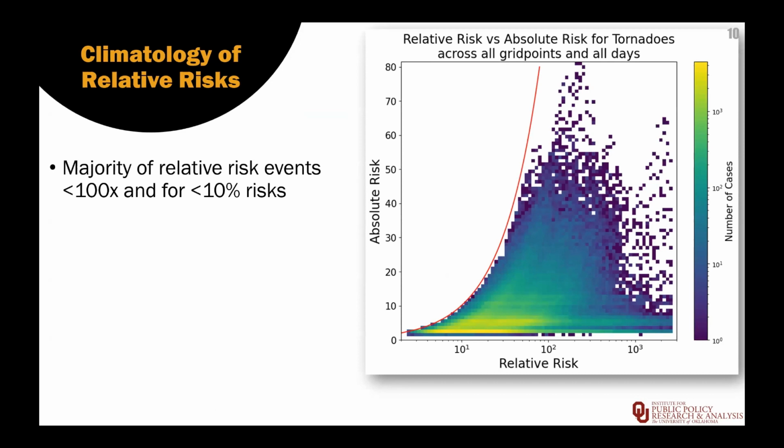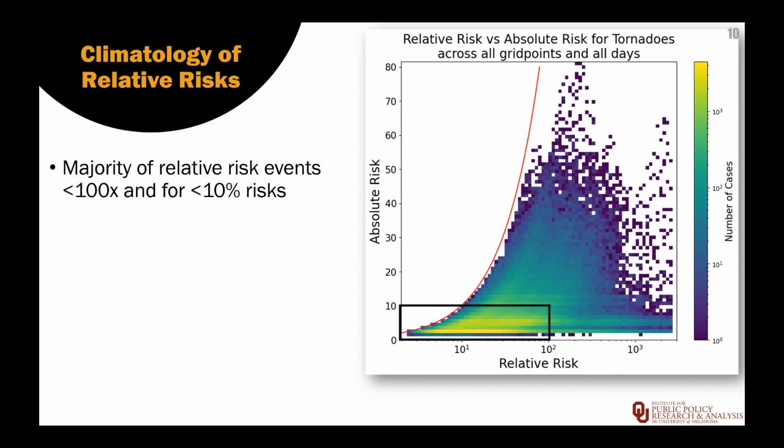So when we look at all the data points across every single day in the database, which is a number that is frighteningly large, we can plot that out on this graphic here and get an idea of what all these relative risk pairs look like. So we have relative risks on a logarithmic scale on the x-axis and absolute risks on a normal scale on the y-axis. So when we look at this data, we can see that the majority of relative risk events occur when you have a relative risk of less than 1,000 times or 100 times more likely than normal.